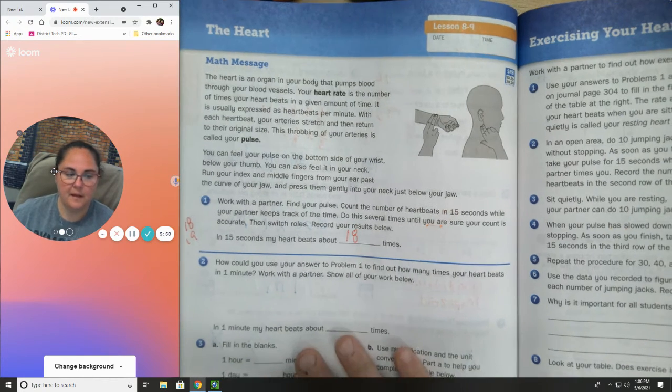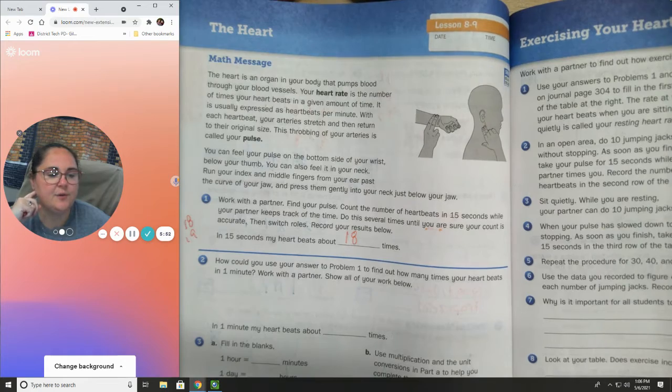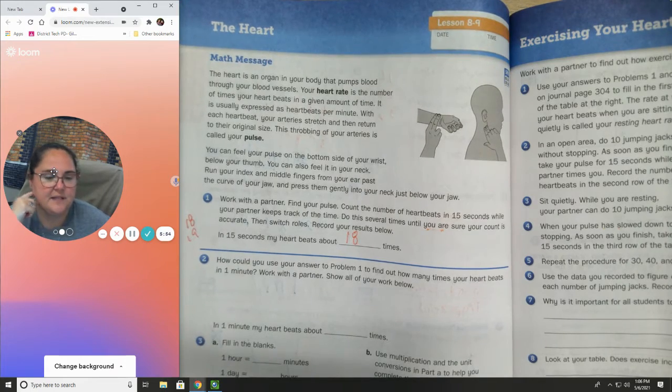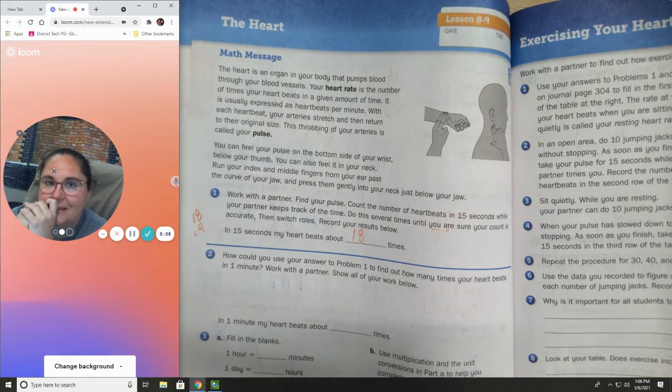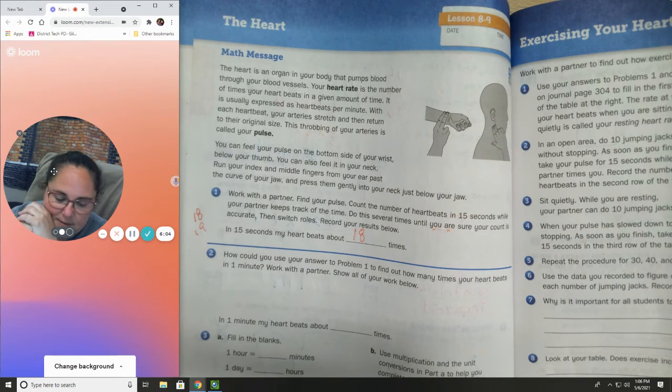All right. Number 2, it says, how could you use your answer in problem 1 to find out how many times your heart beats in 1 minute? Ooh, this is tricky. Think about a clock.